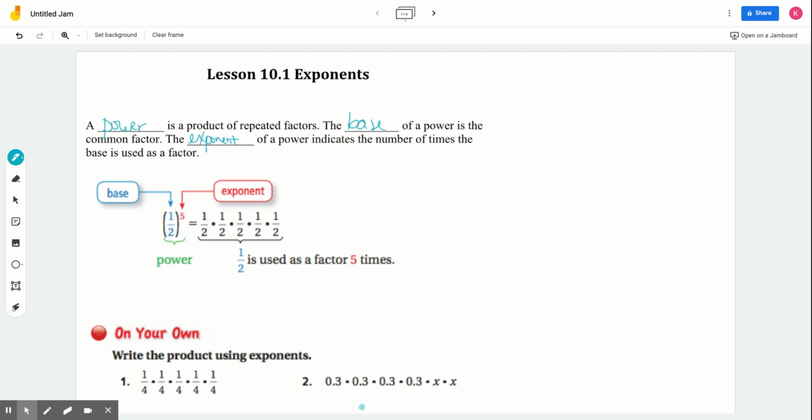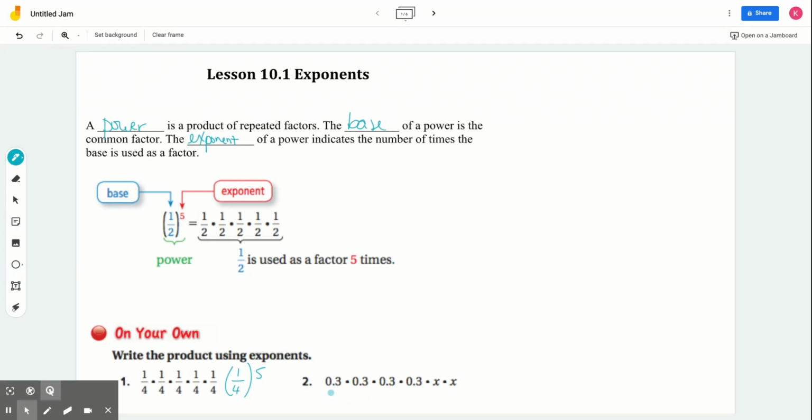So here on your own section, the first and second one, it says write the product using exponents. So see, we have a base of 1/4, and we are multiplying it times itself 1, 2, 3, 4, 5 times. So we would write this as 1/4 to the 5th. So this is what our exponent and our power would look like. Now you try number 2.